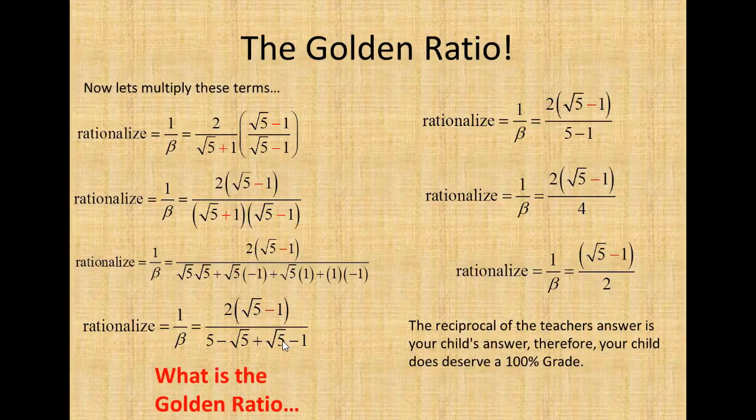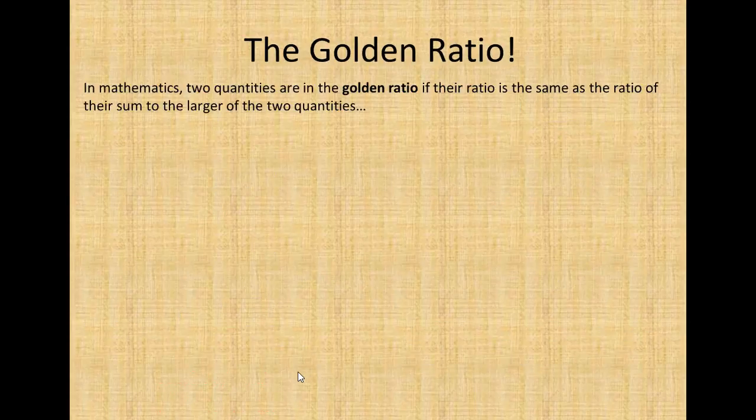Let's continue. What is the golden ratio? In mathematics, two quantities are in the golden ratio if their ratio is the same as the ratio of their sum to the larger of the two quantities. Let's look at that and see what that says.